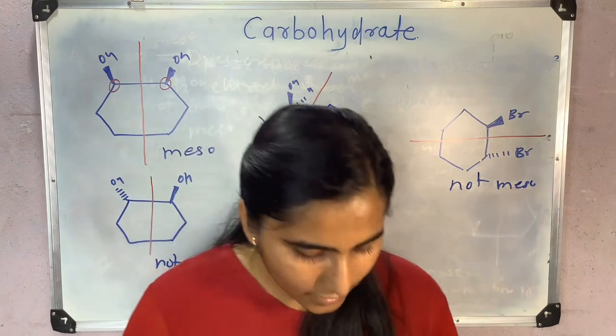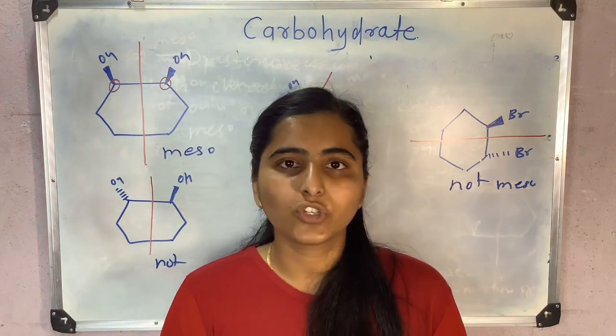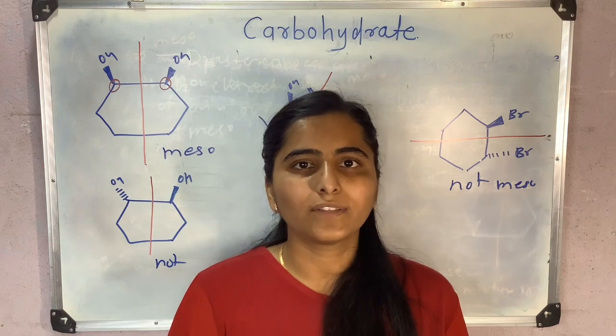And what is the racemic mixture? A racemic mixture is a mixture of two enantiomers in equal proportion.